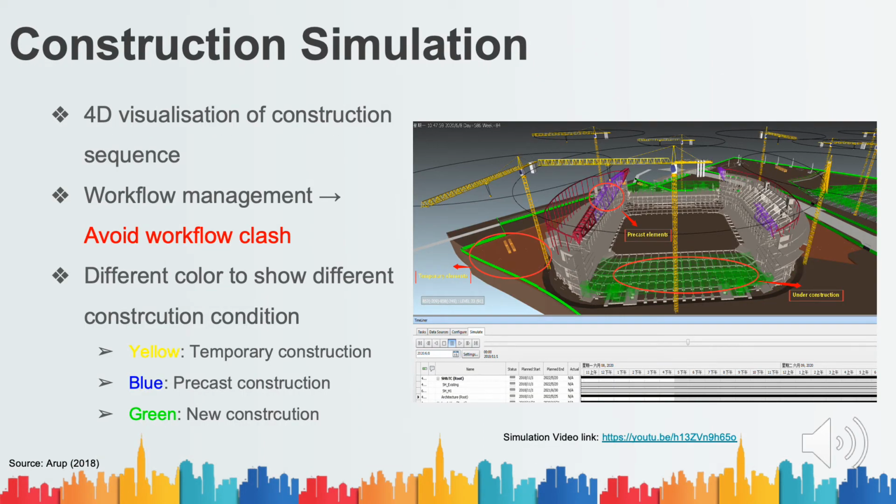In addition, the simulation can also show the construction condition during different construction stages. For example, different colors can be used to show the specified construction condition, like yellow representing the temporary work and blue representing the precast work. Therefore, the 4D simulation not only allows a better understanding and visualization of the project, but also enhances the resource allocation and minimizes costs while maximizing efficiency at the early stage of construction.